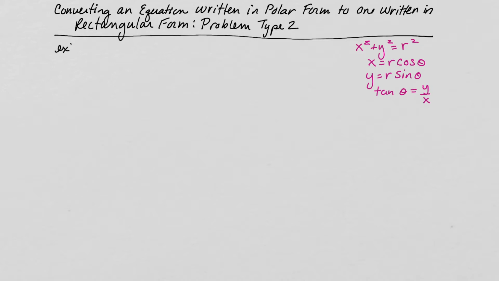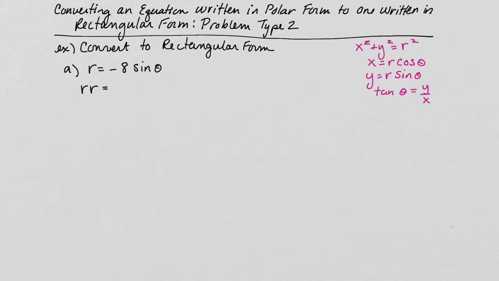So, for example, convert to rectangular form. The first one, r equals minus 8 sine theta. If you notice, I have a sine theta, but it needs r sine theta, not just sine theta. So one of the things I can do is multiply both sides by r to get that r that I need in here.